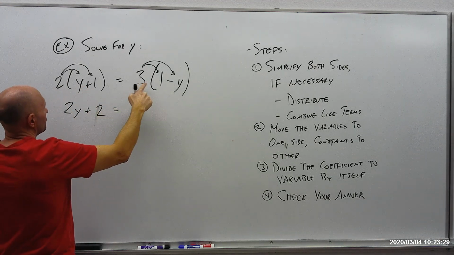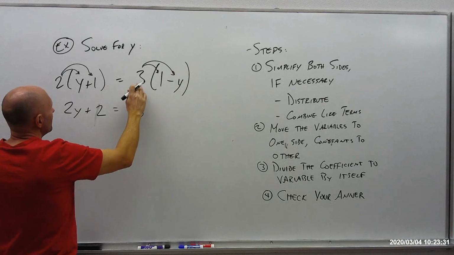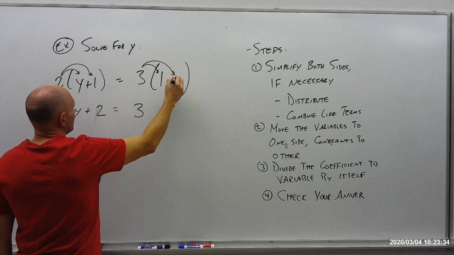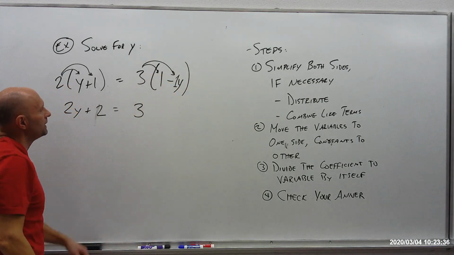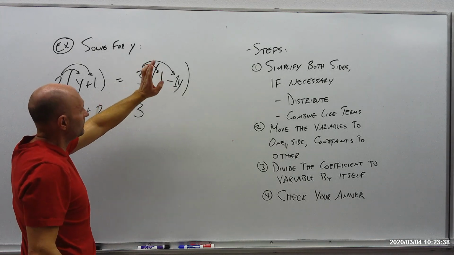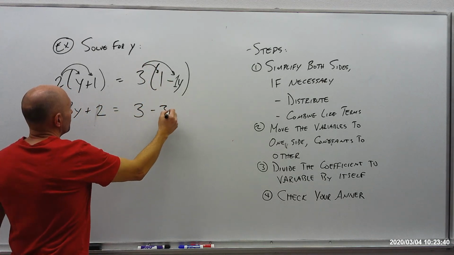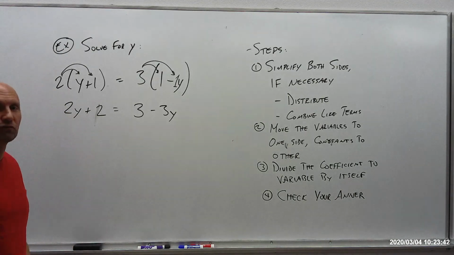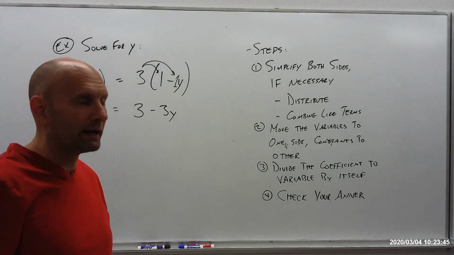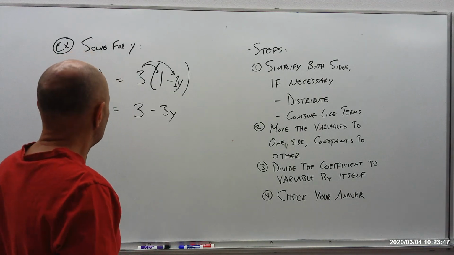On the right, 3 times 1 is 3. 3 times negative y, so again, this is like a negative 1 here. 3 times negative 1 is negative 3. So the right side becomes 3 minus 3y. So be careful with those negatives.